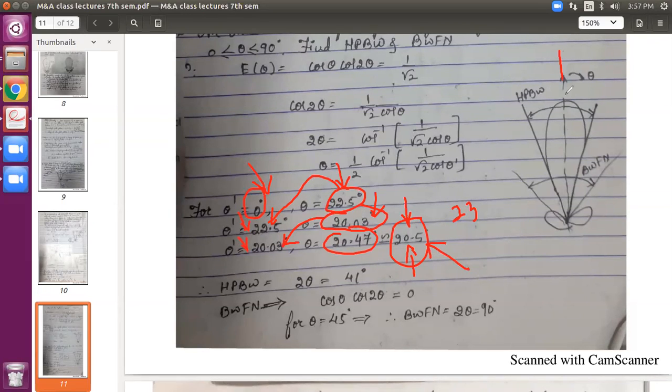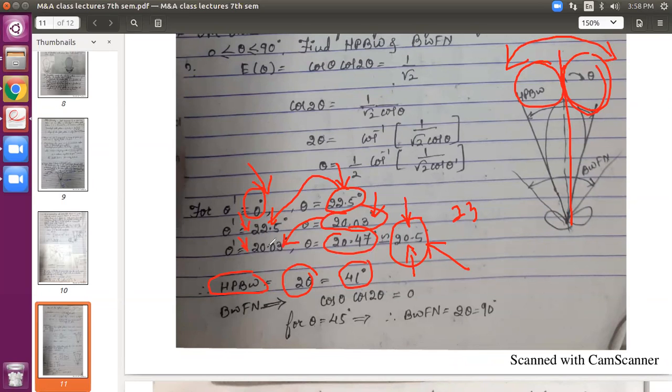Remember, again, vertically symmetric, I have got only this part, that is 20.5 indicates only half part. So what will be HPBW? It is twice the theta. I have to take it on the other side also. Then only the complete beam will be covered. Hence, it is 2 theta, 20.5 plus 20.5, you will get 41 degrees. Understood?